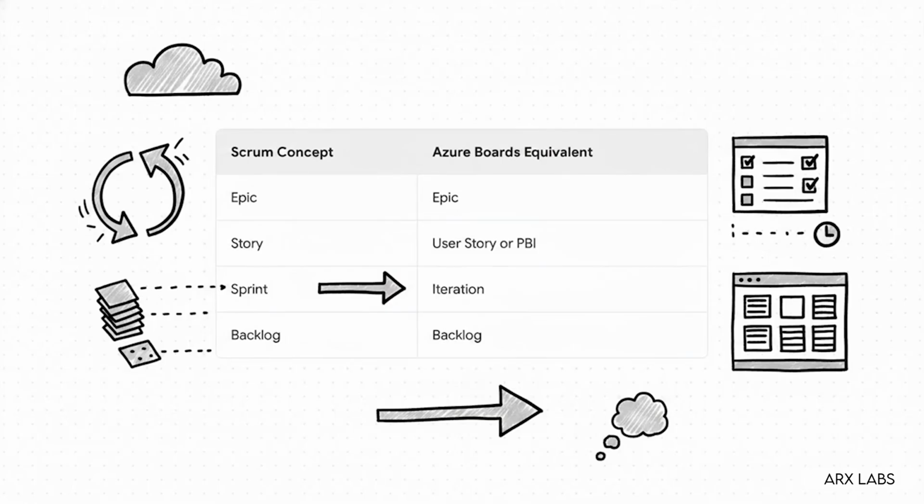Now, pay attention, because this is a huge aha moment for a lot of people. Azure DevOps sometimes uses different words for concepts you already know. The most common one, what you call a sprint in Scrum, is called an iteration in Azure DevOps. A story might be a user story or a product backlog item. Knowing this translation is the key to mapping your process into the tool. It's the same job, just a different label on the box.